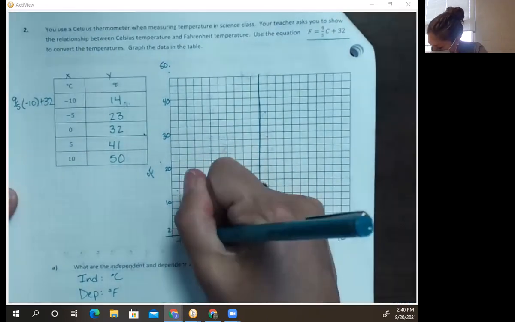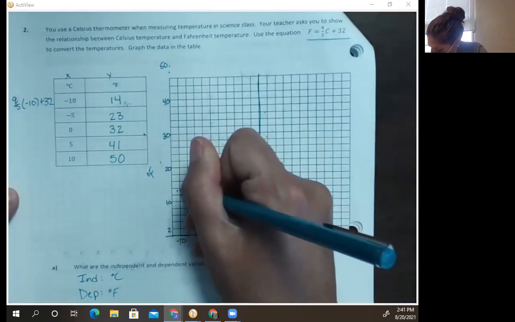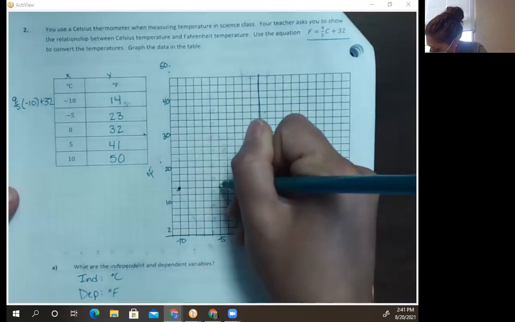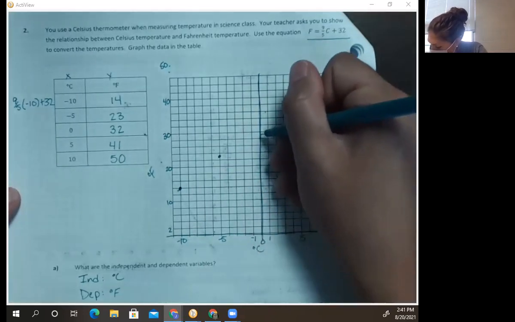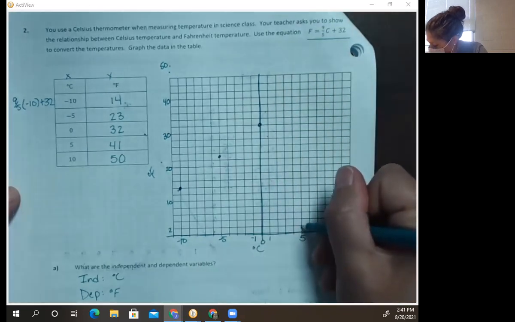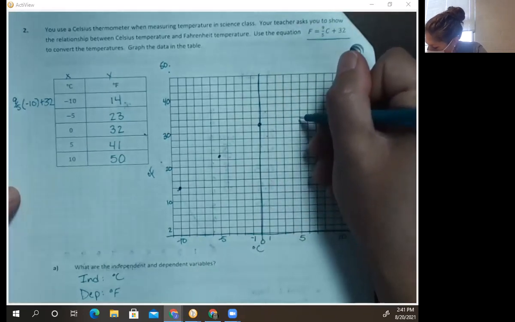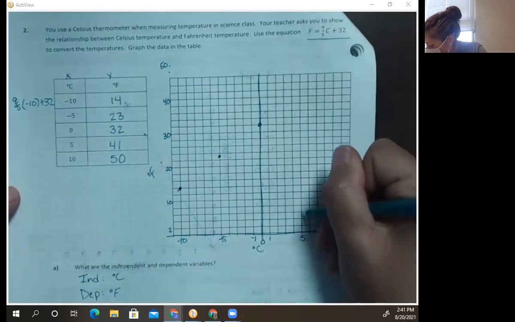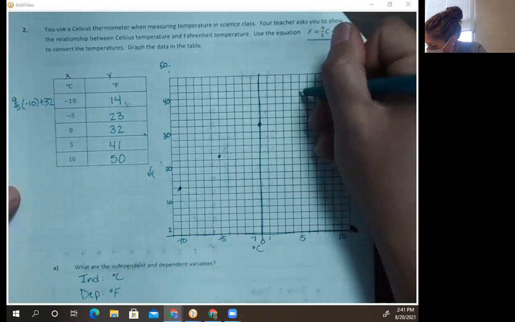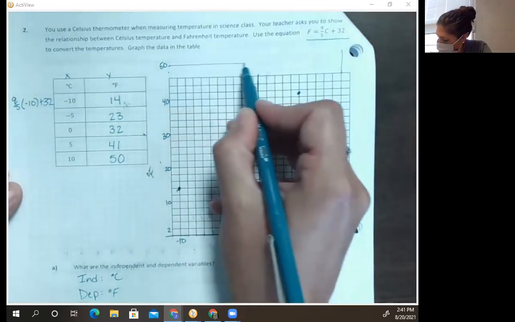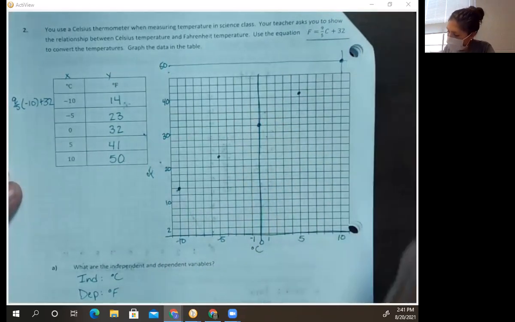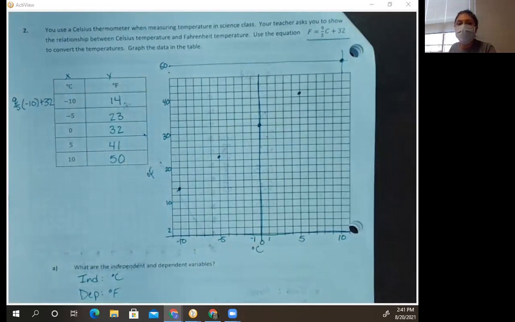Now we can plot our points. So negative 10, 14, negative 5, 23, 0, 32, 5, 40, 41, and 10, 50. There we go. So there's my data. Should I connect these points?